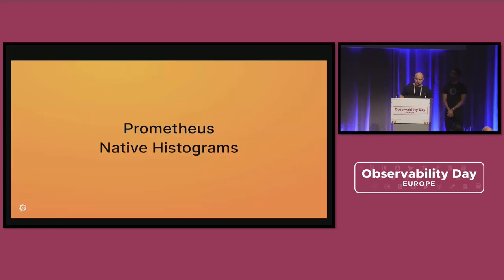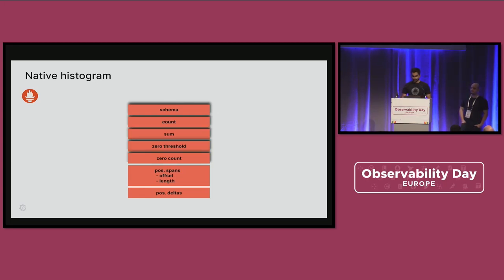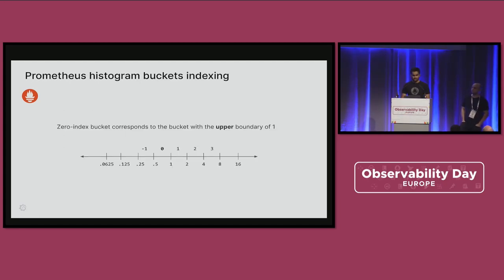Yes, that's it. And Ganesh is going to talk about Prometheus native histograms now. Yeah, so the Prometheus native histograms look very similar to OpenTelemetry. We have a schema, which is the same as the scale. Only the name is different, but it's actually the same thing as scale in OpenTelemetry. And the other fields like count, sum, zero threshold, and zero count are exactly the same as OpenTelemetry, so there is nothing special here.